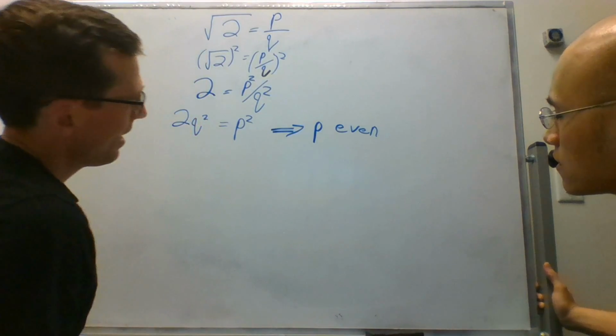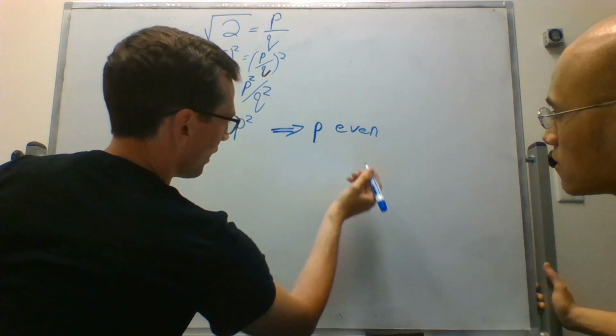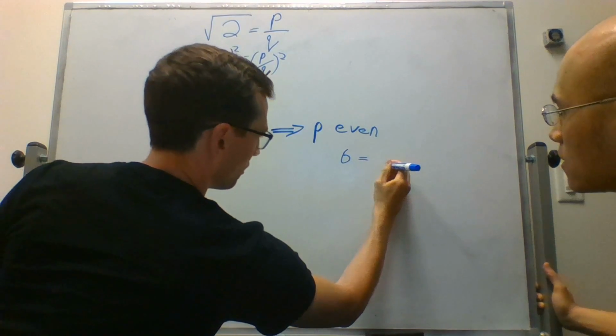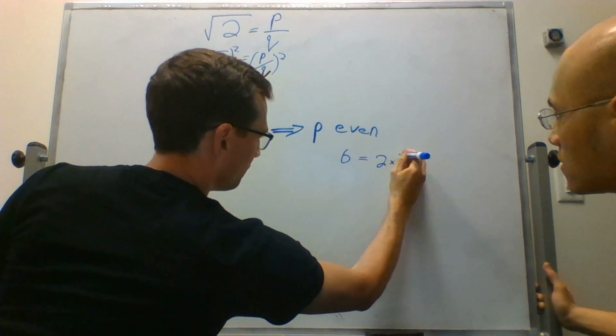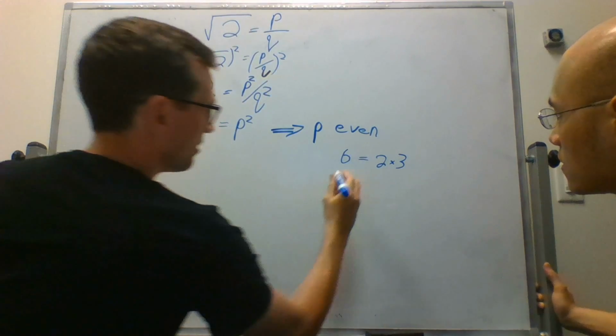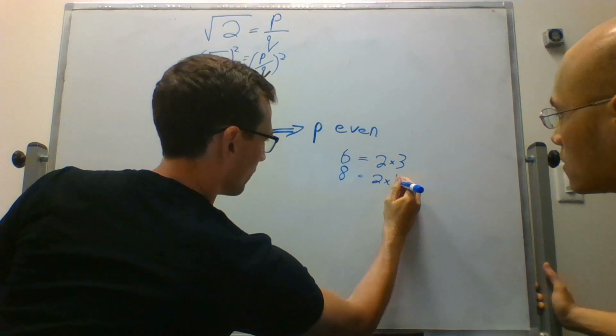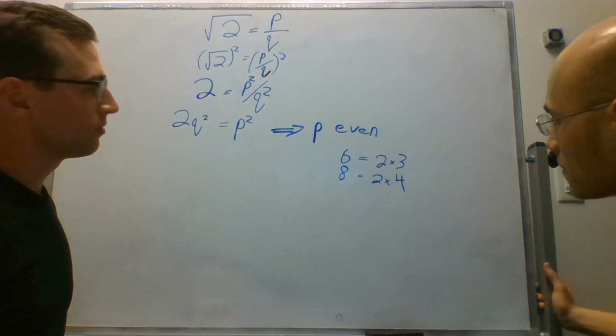So let's say, just as an example, P is 6. Well, that's obviously 2 times 3. Let's say P is 8. Well, that's the same as 2 times 4. Okay.